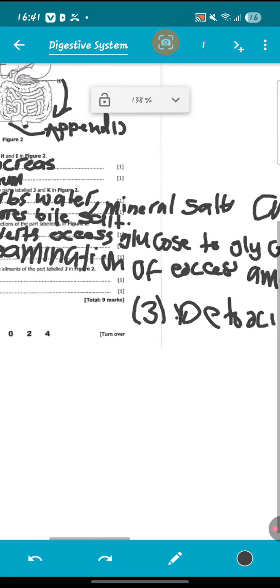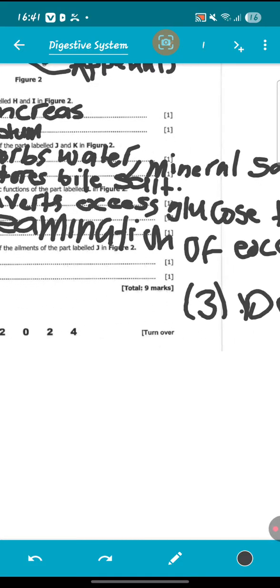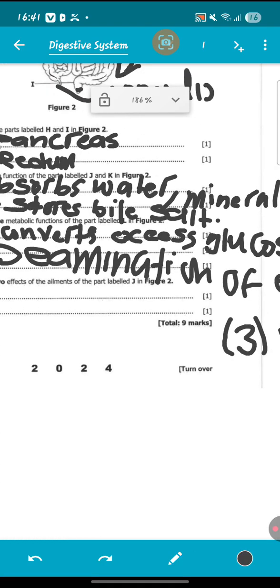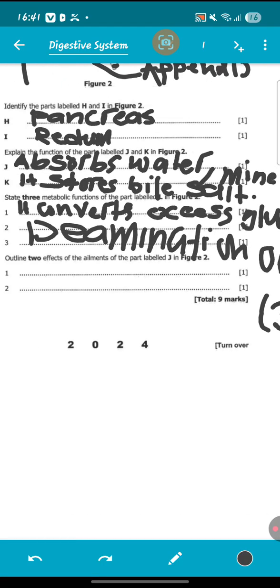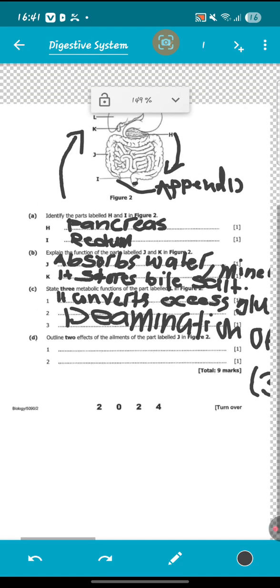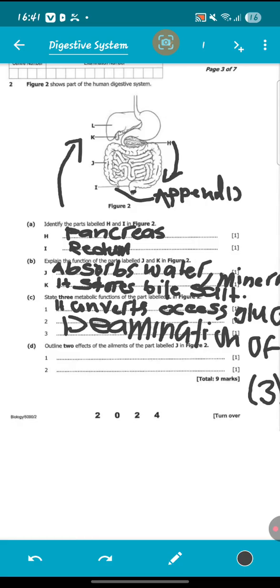Then we've got the last one, which says: outline two effects of the elements of the part labeled J in figure 2. So which one is part J? This one. Okay. So this one, we said, is the large intestine.